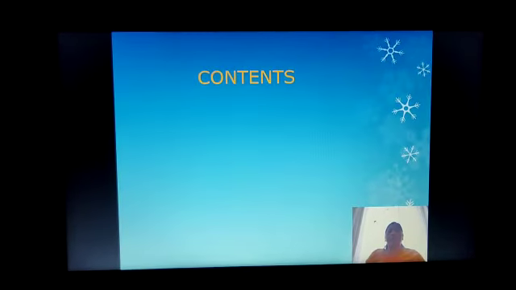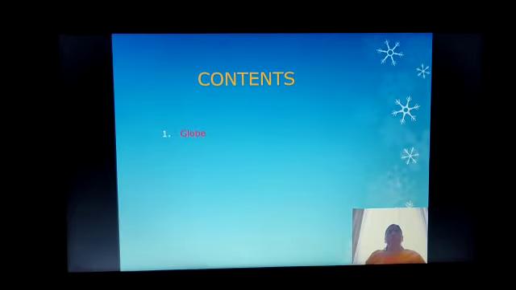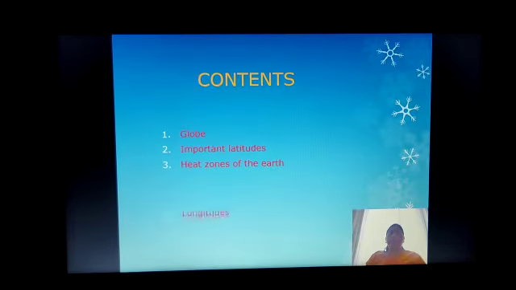Now, contents. First one, globe. Second is important latitudes. Third is heat zones of the earth. Fourth is longitudes. Fifth is longitude and time. Last is standard time.